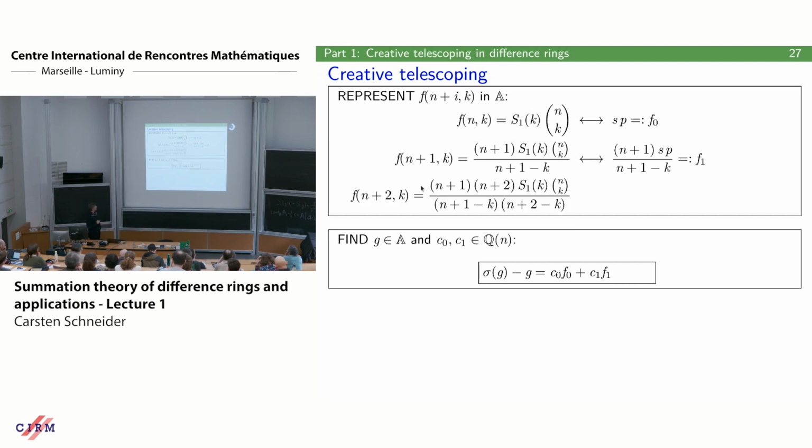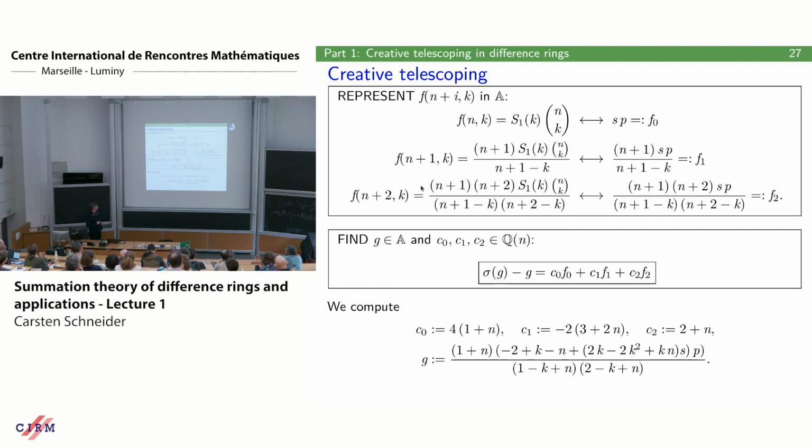So I shift the second time. In the sequence world, I have that. In the ring version, it's that object. And I try to find a linear combination of G and constants C0, C1, C2, such that this difference equation holds. This time I find the solution.